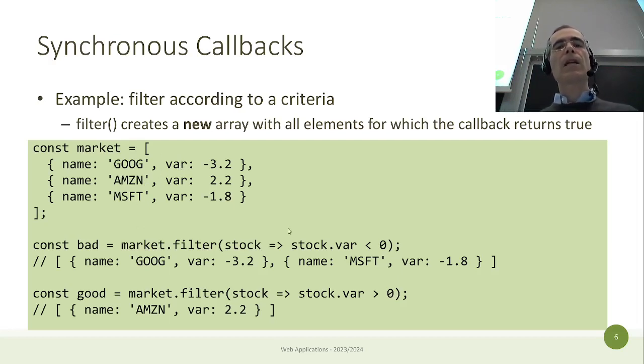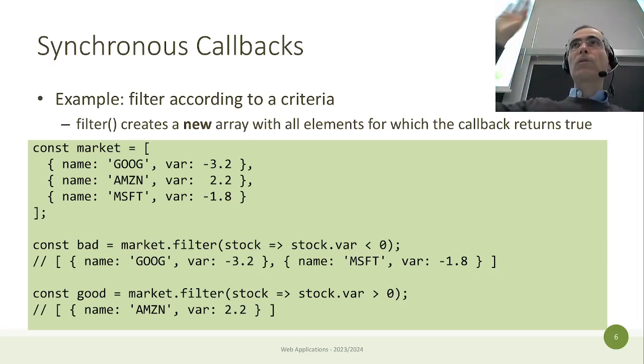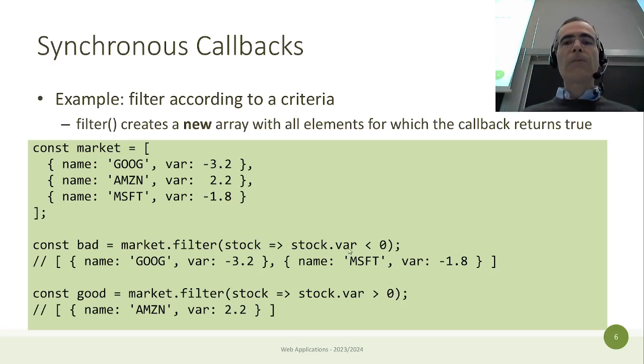JavaScript doesn't really care. Why? Because the callback that you then pass just wants to access the property named var in this case. Actually, we should choose a better name. Var is not related to the var keyword, okay? It's just a property we define, like name and so on, okay? Anyway, variation, let's call it variation, okay?